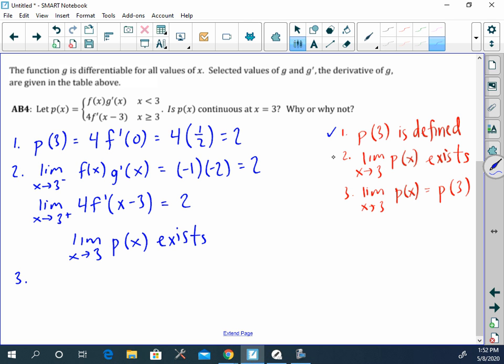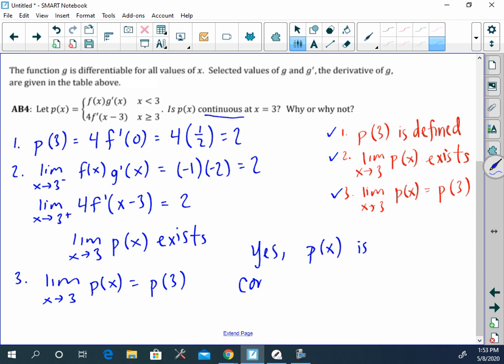And then the third thing here is that the limit as we approach 3 is equal to the value at 3. So you might want to write these things out. This is for continuous. And so then, is it continuous? Yes. P of x is continuous at x equals 3. There we go.